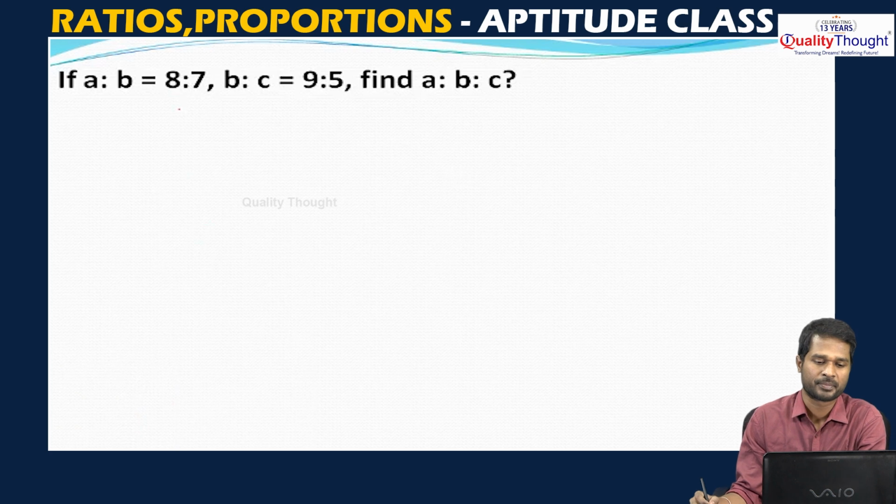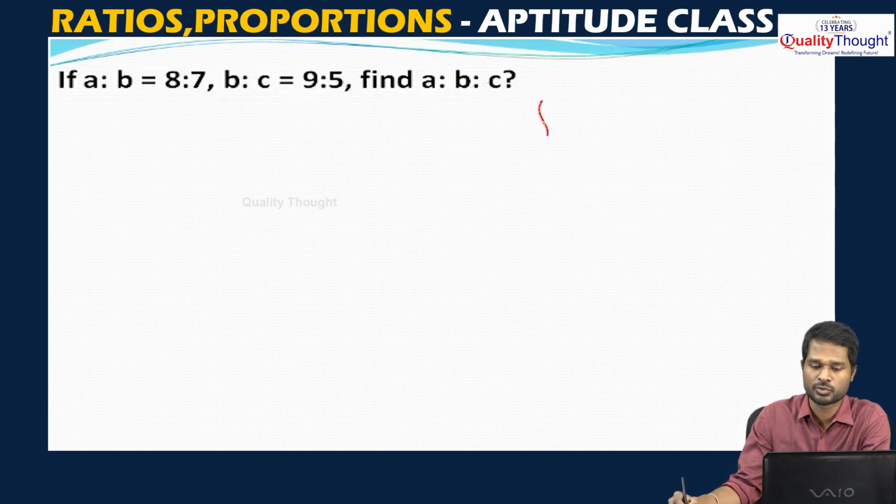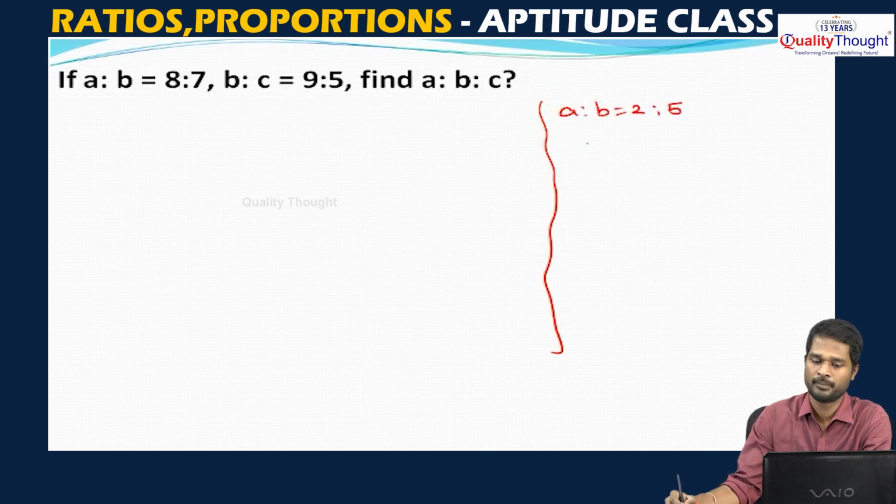Okay, see the question. If A is to B is 8 is to 7, B is to C is 9 is to 5, then find A is to B is to C. Before solving this question, let's write another small question. Let A is to B equal 2 is to 5 and B is to C equal 5 is to 7.